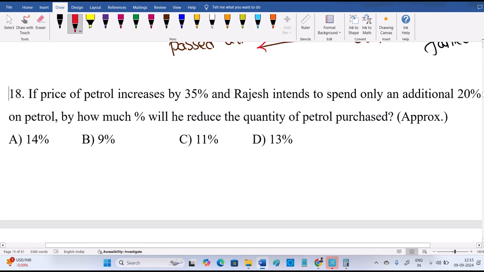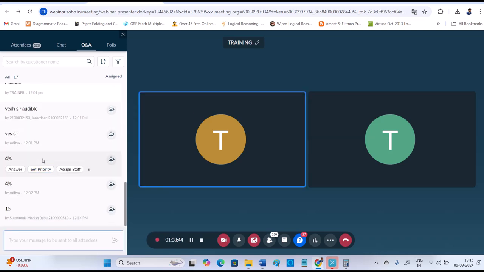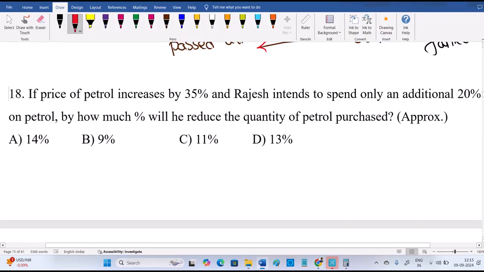Price of petrol increases by 35% and Rajesh can spend only 20% extra. So approximately what percentage does he need to reduce the quantity of petrol? Previously petrol cost is something, now the petrol cost increased 35%, but he can afford only 20% extra. You have an extra budget of 20% only. So by what percentage should he reduce? That's very simple. Don't worry.